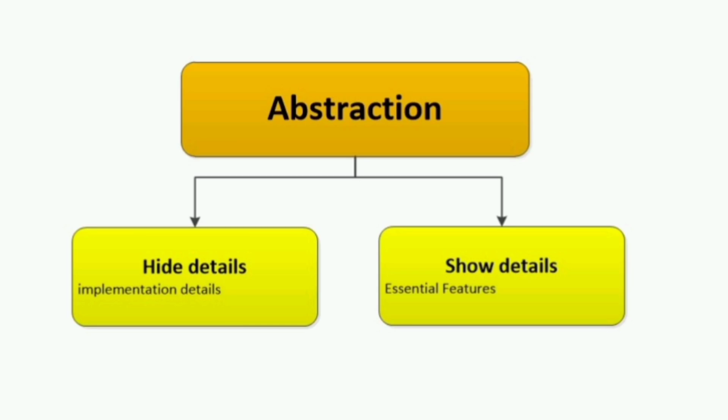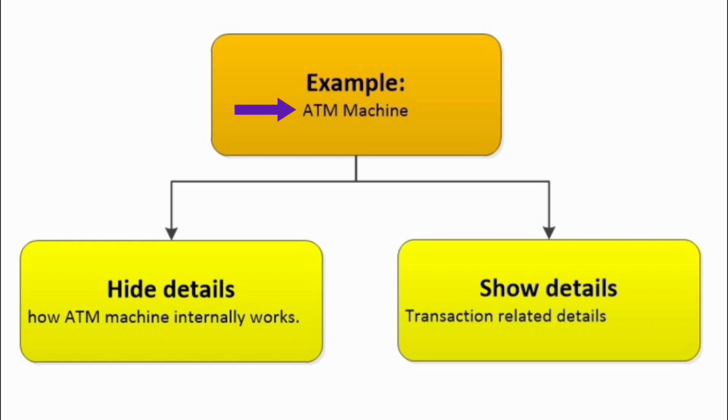In this C# object-oriented programming tutorial, we are going to learn about abstraction. So what is abstraction? Abstraction is the process of hiding some details and showing some details of the object. A good real-world example is an ATM machine.